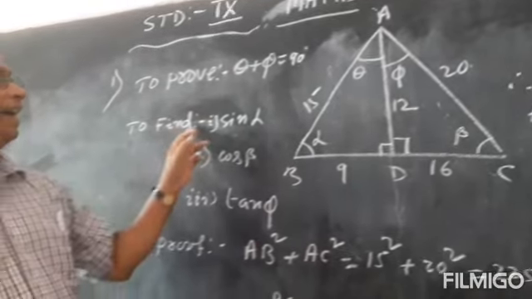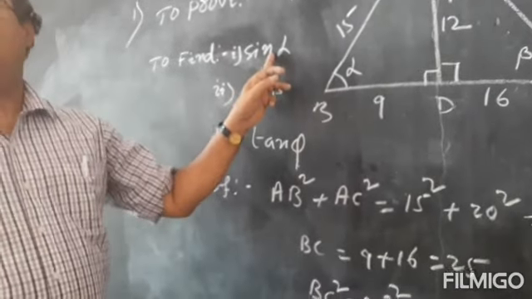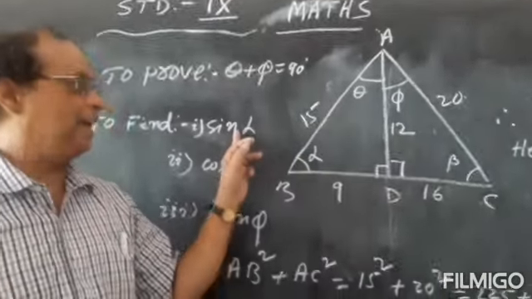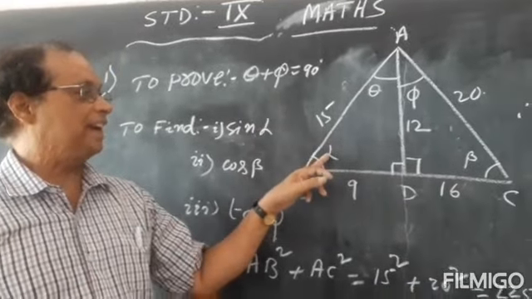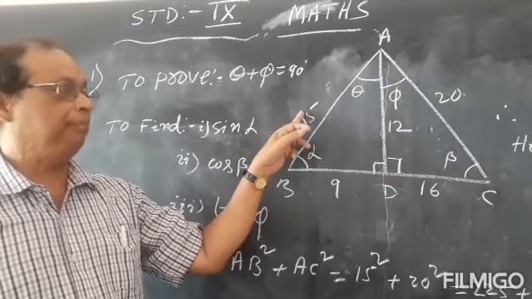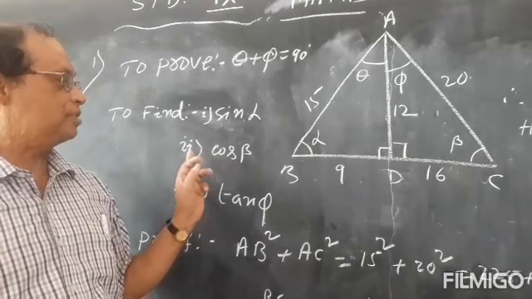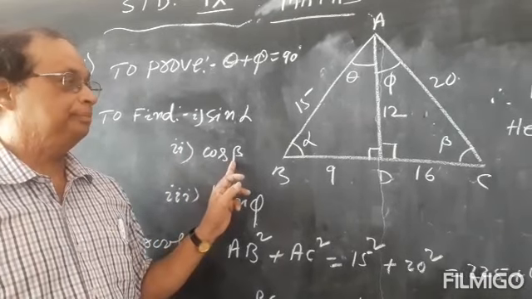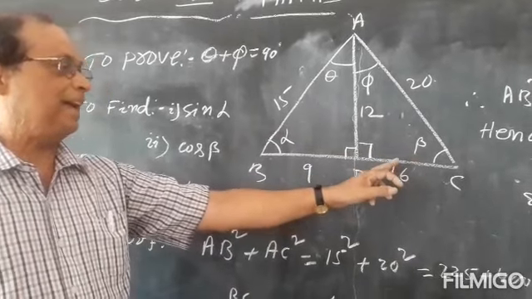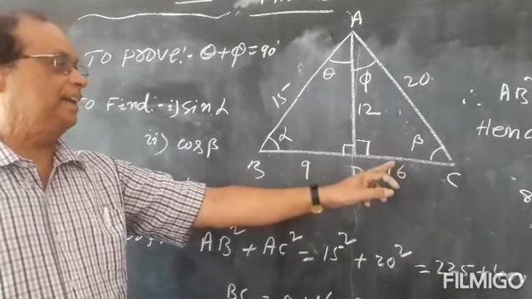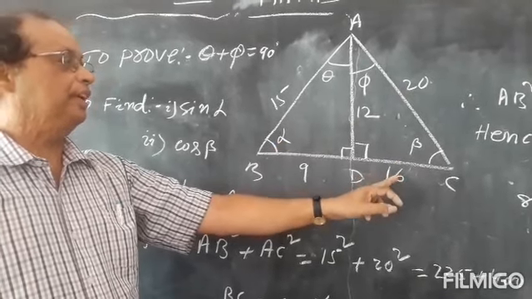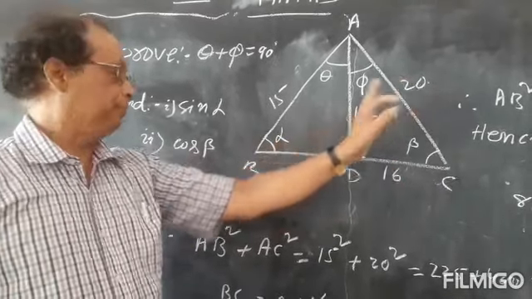Now you are asked to find sine alpha. What is sine of an angle? Sine of an angle is opposite side by hypotenuse. So sine alpha is opposite side 12 by 15. Then second one you are asked to find cos beta. Now cos is what? Adjacent by hypotenuse. So cos beta is 16 by 20. Then you can cancel by 4. It is 4 by 5.